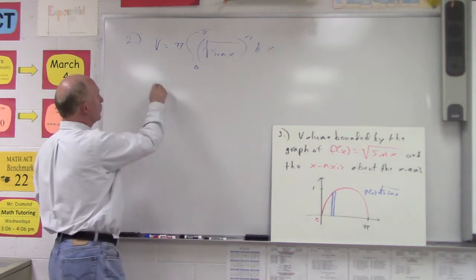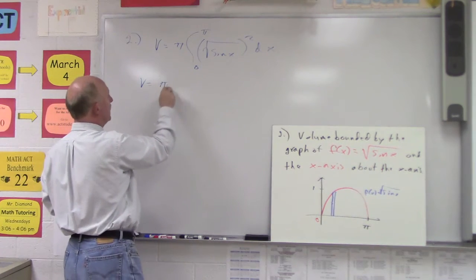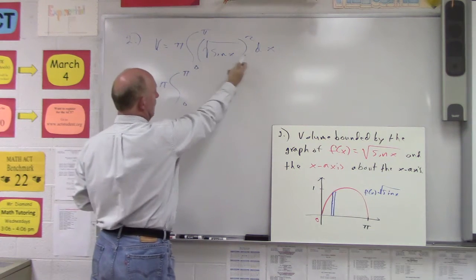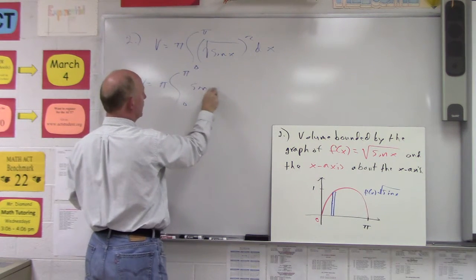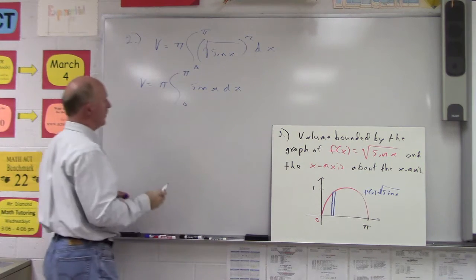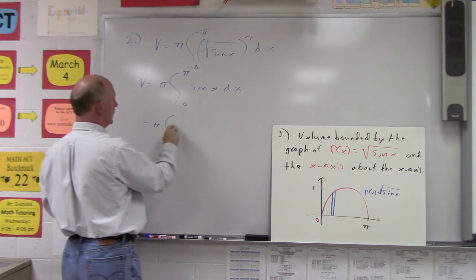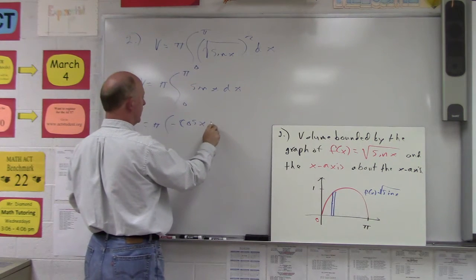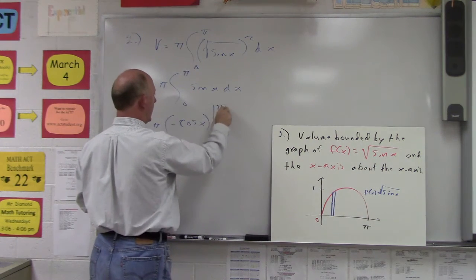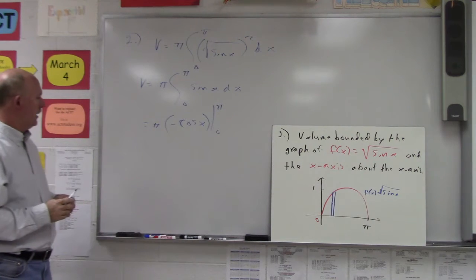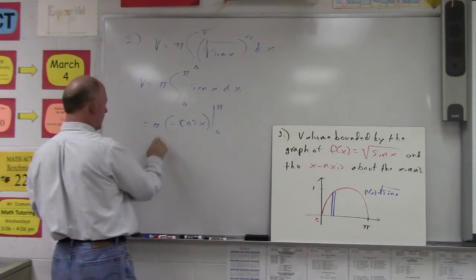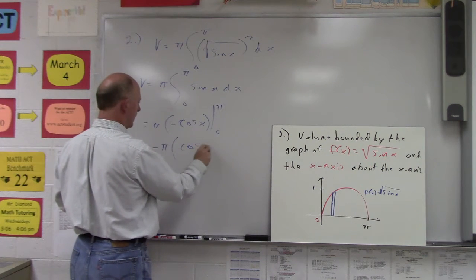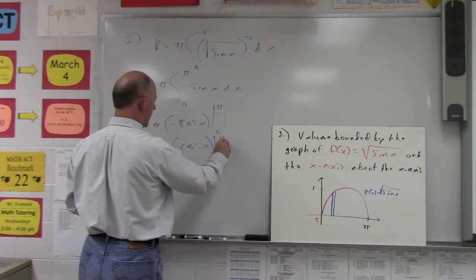So pi times, imagine this is your radius squared, times the height. Now let's simplify the integral first, and then we'll find our antiderivative. This will be pi, integral 0 to pi. The square root of sine squared is just sine, so it'll be sine x dx. Find our antiderivative: this will be pi times negative cosine x from 0 to pi. I'm going to pull the negative out front here, so it'll be negative pi times cosine x from 0 to pi, which is a little bit easier.